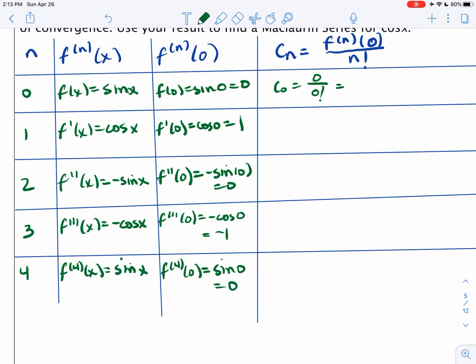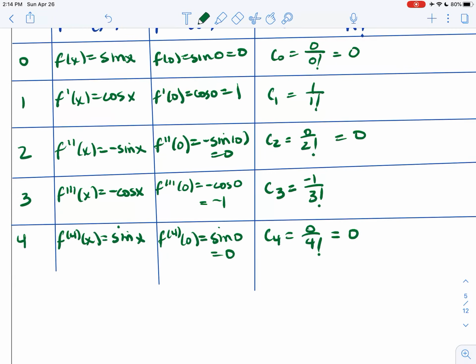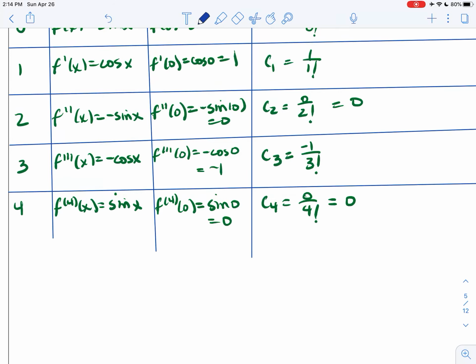So let's form our Taylor coefficients here. Our C sub 0 is going to be 0 over 0 factorial, which is 0. Our C sub 1 is going to be 1 over 1 factorial. Our C sub 2 is going to be 0 over 2 factorial, which is 0. Our C sub 3 is going to be minus 1 over 3 factorial. And our C sub 4 is going to be 0 over 4 factorial, which is equal to 0. So let's just try to see about establishing a pattern.